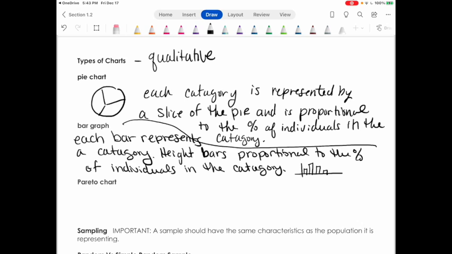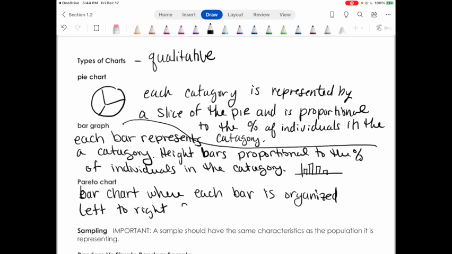Okay, now a Pareto chart. This one you might not have heard of before. You may have seen it and not realized it. A Pareto chart is just a special case of a bar graph. It's a bar graph in which the bars are ordered from biggest to smallest. So let me put, it's a bar chart where each bar is organized left to right from tallest to shortest. And also keep in mind that the bars can go vertically or they can go horizontally. You could have bars that come out this way as well.